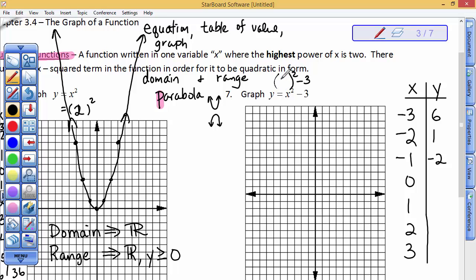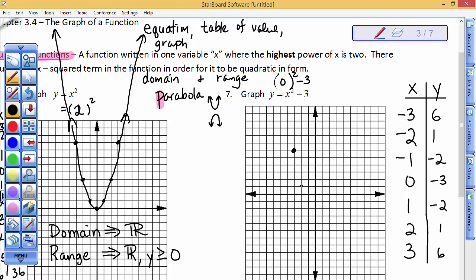And likewise, this is going to be a -2. It's going to be the same as that. And then this one's going to be 1. It's going to be the same as that, because I have symmetry around the y-axis. And this 6 and this 6. So I'll go to the left 3 and up 6. I'll go to the left 2 and up 1. I'll go to the left 1 and down 2.